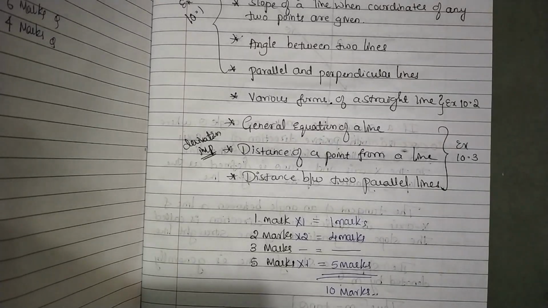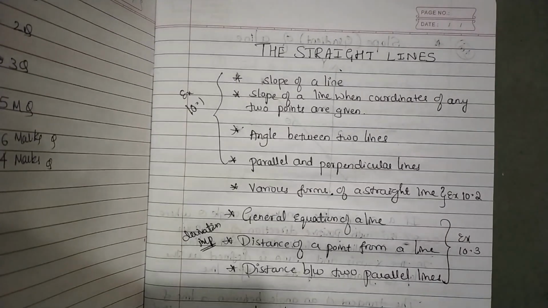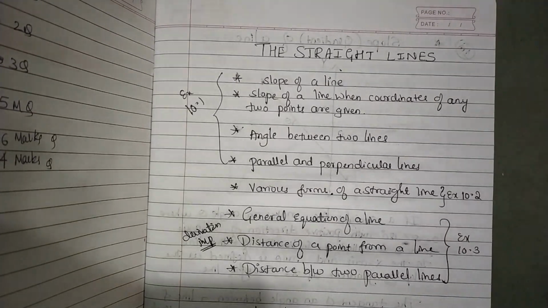Okay, so first concept is slope of a line. That slope is also known as gradient. Okay, so gradient or slope, both are the same.